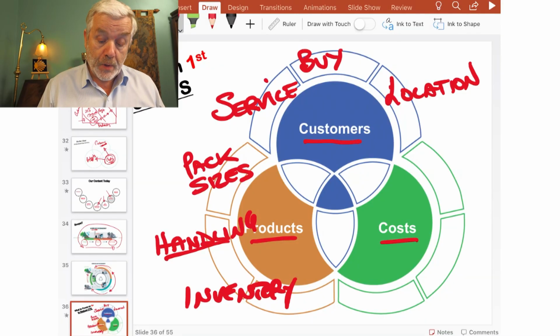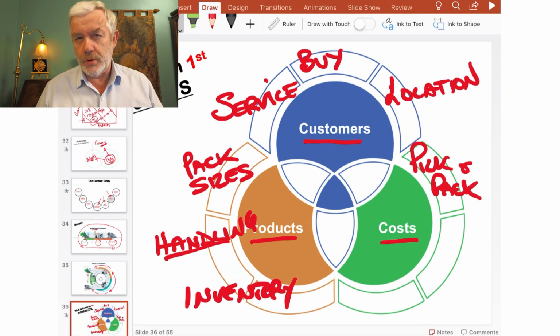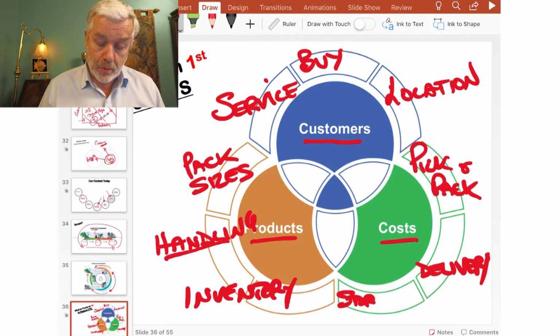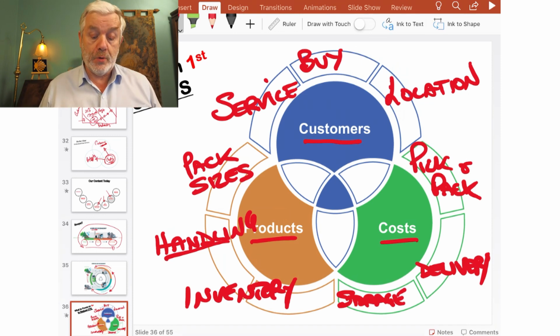Now let's have a look at this final circle and costs. So the big cost items to look at there are the pick and pack cost, because, again, depending on order sizes and things like that, it's a highly variable and quite high labour cost. We've got the delivery itself. So, what kind of transport utilisation are we getting? What type of delivery are we doing? And then we've got the storage, which I just mentioned. That's going to vary, depending on the type of product and the temperature and so on.